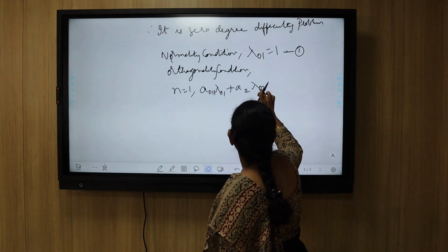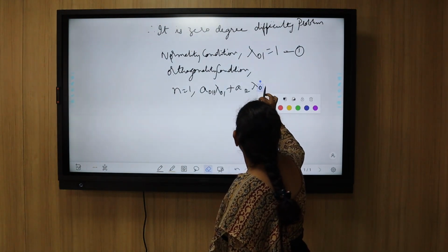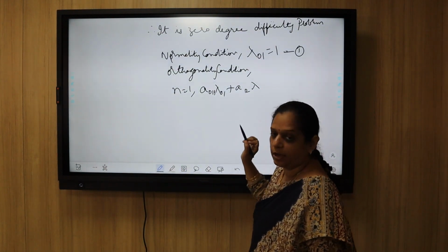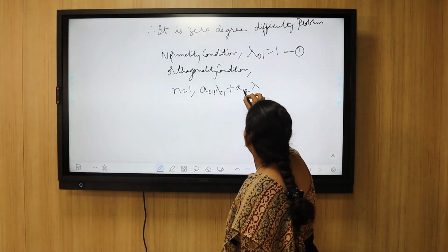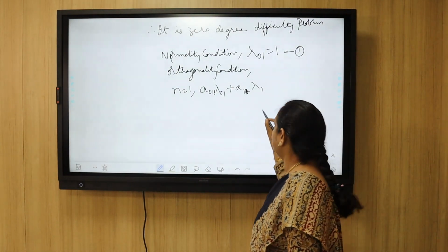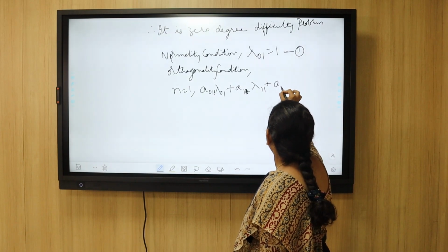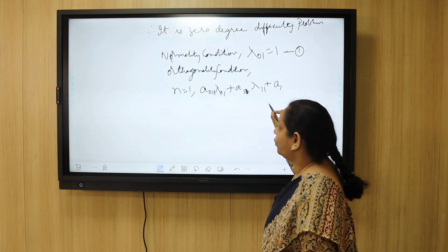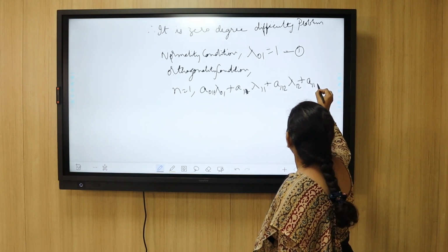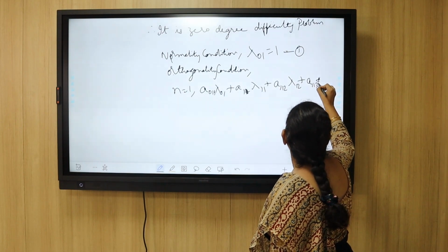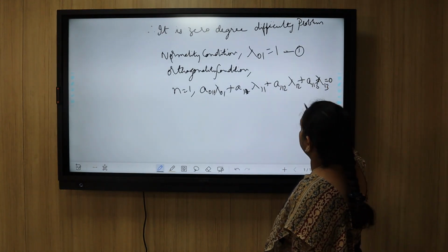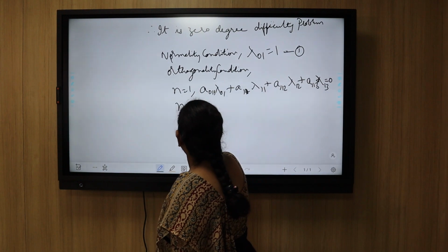For the constraints, a111 lambda 11 plus a112 lambda 12 plus a113 lambda 13. This is equal to 0. This is the first one. So next, n equal to 2.